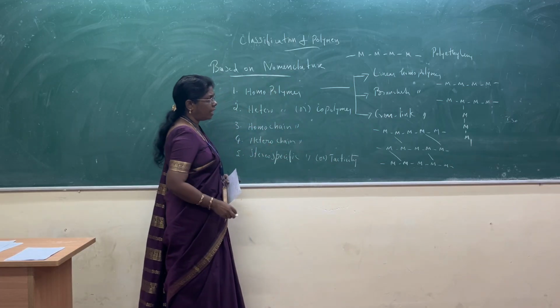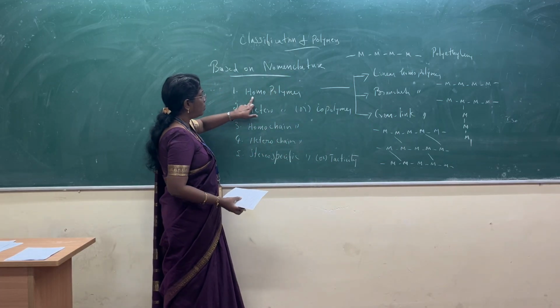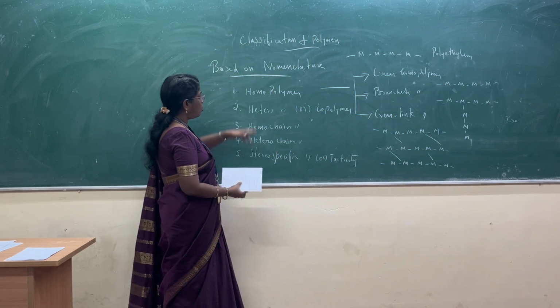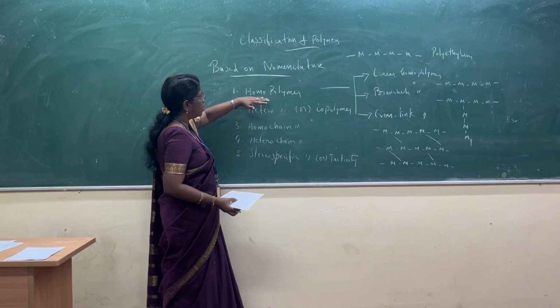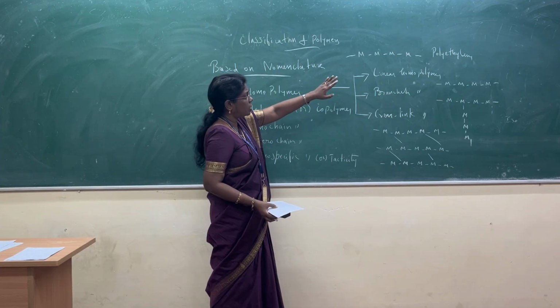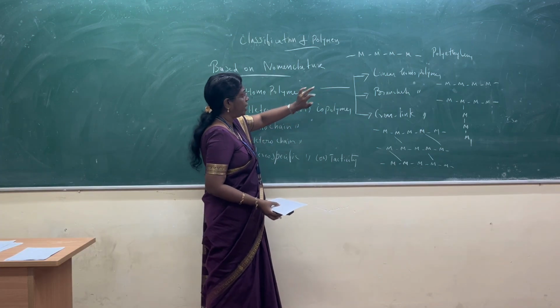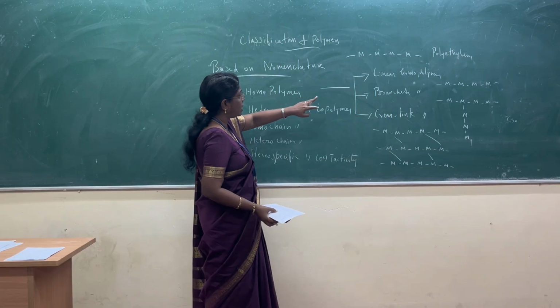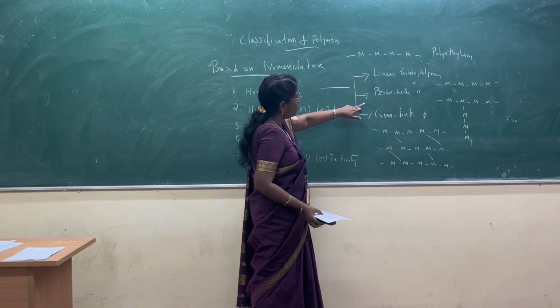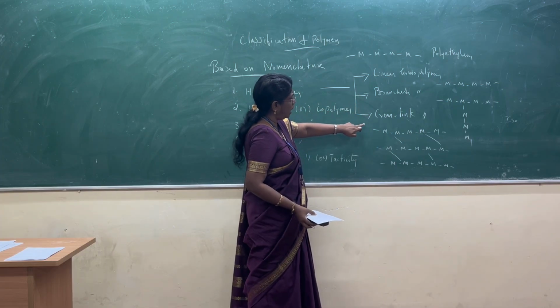So the cross-link arrangement is known as cross-linked polymer. So what is homopolymer? Homo means same. So the same type of monomer, M M M, example is polyethylene. Based on the arrangement of monomers, there are three different types: linear homopolymer, branch homopolymer, cross-linked homopolymer.